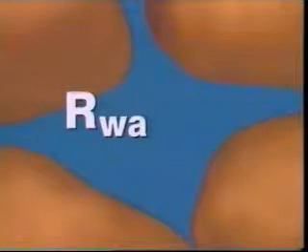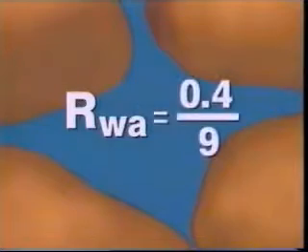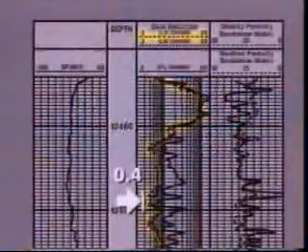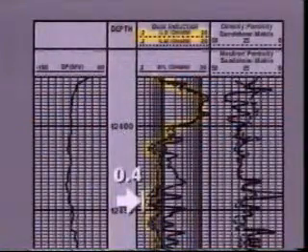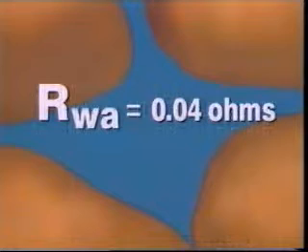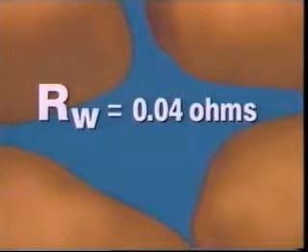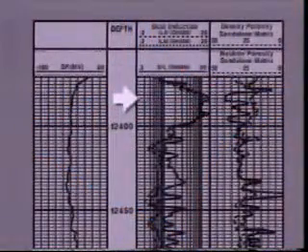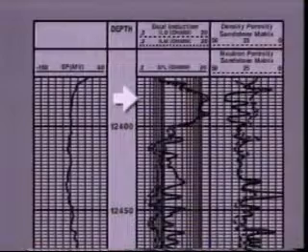Now, to find the R sub WA of the water-wet sand, we simply divide the formation factor 9 into 0.4 ohms, the induction log deep reading obtained from the dashed curve. Our R sub WA then becomes 0.04 ohms. Since we determined this value in a 100% water-wet formation, where R sub W is equal to R sub WA, we now have established a value for R sub W as 0.04. The R sub WA in the resistive hydrocarbon-bearing zone at the top of the sand, here at 12,384 feet, is then calculated.